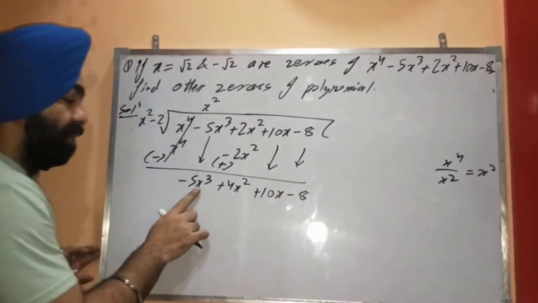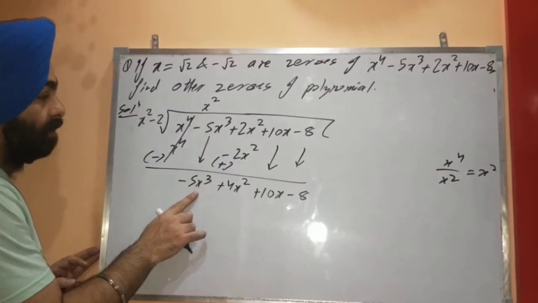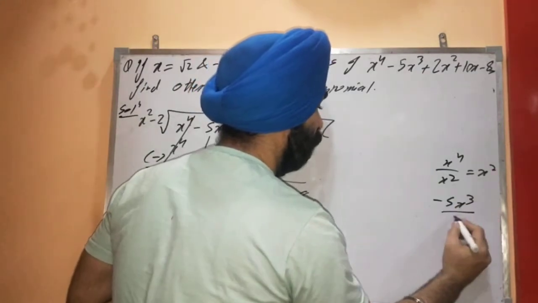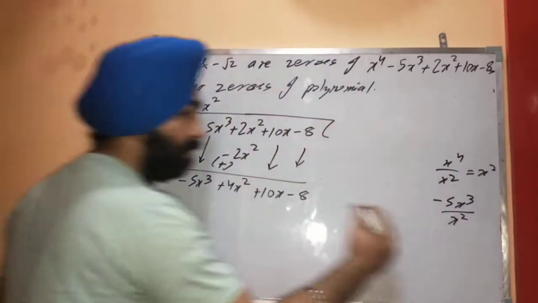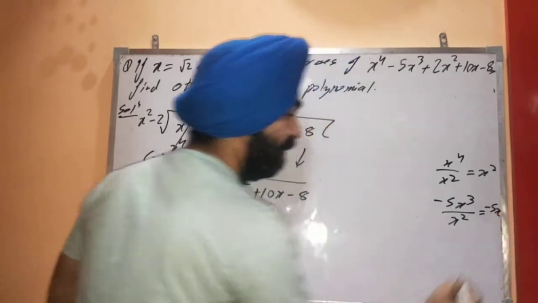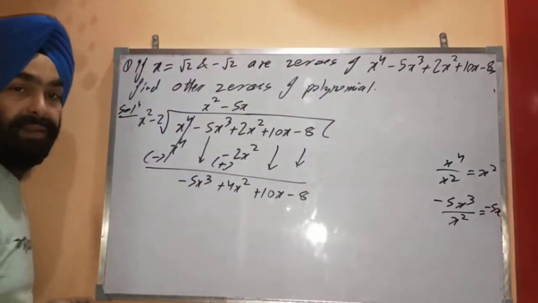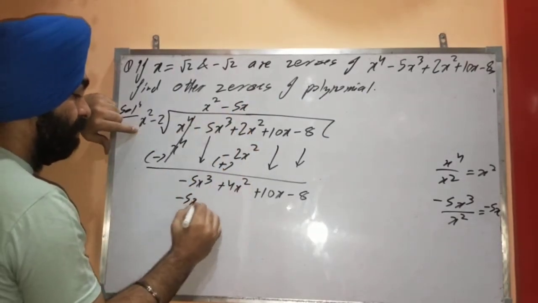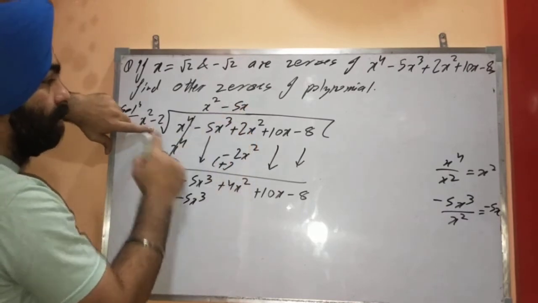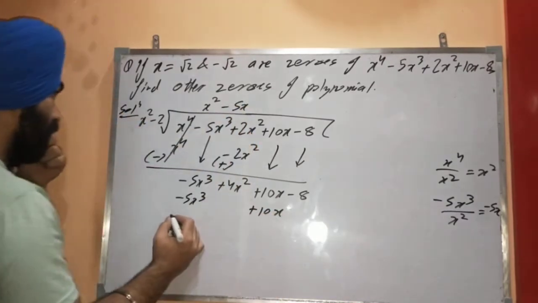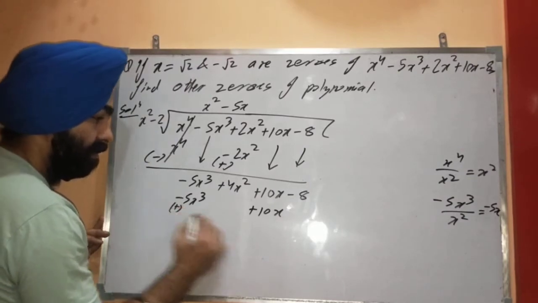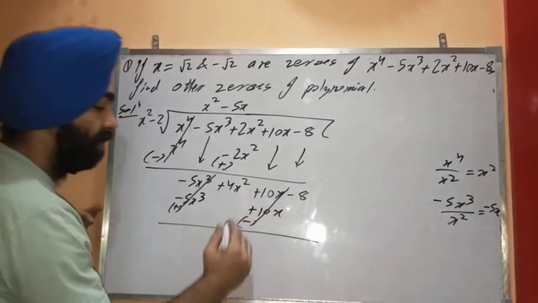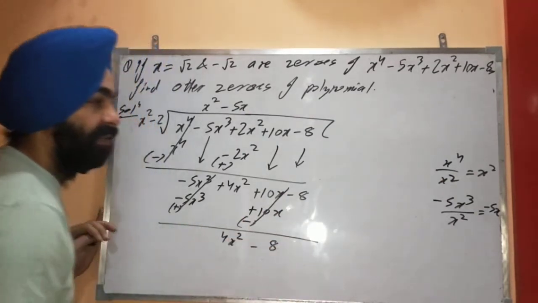Now again the same process. On dividing the first term of the dividend, minus 5x cube, by x square, we get minus 5x. So minus 5x is the next part of the quotient. Now on multiplying, minus 5x into x square will be minus 5x cube. Then minus 5x into minus 2 will be 10x. So on changing the sign, this will cancel off and this will also cancel off. So we are left with 4x square minus 8.